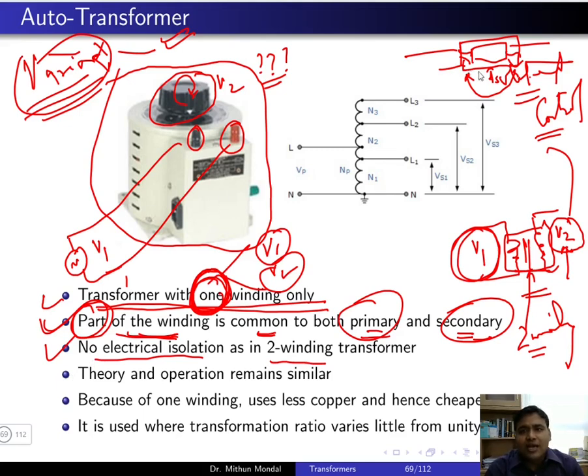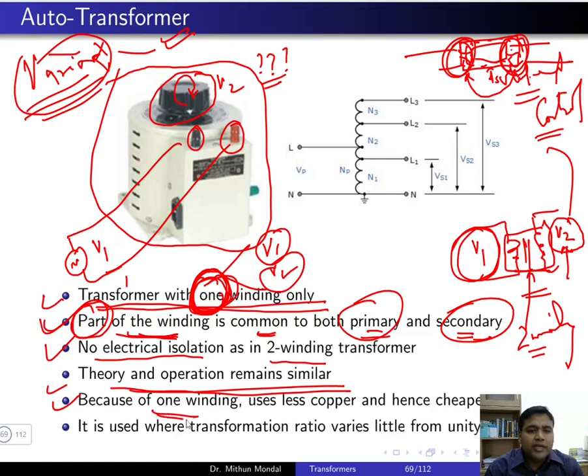Here electrical isolation is there, and the windings are linked through the magnetic circuit. This conductor is not in connection with the other conductor. But in the auto transformer, since one winding forms a part of both the primary winding and the secondary winding, there will be a physical connection between the windings. Theory and operation remain similar. There is no change in the theory or operation. Whatever you have understood for a two winding transformer, similar operation will be there here, only the connection will change.